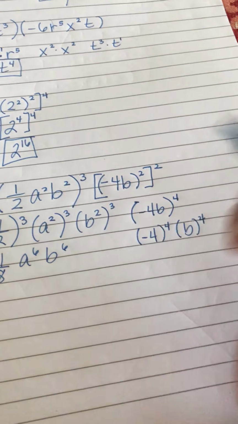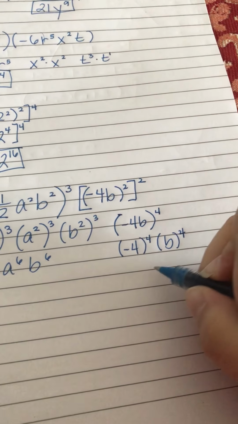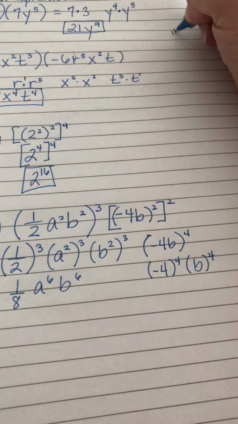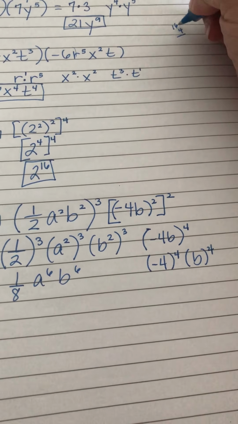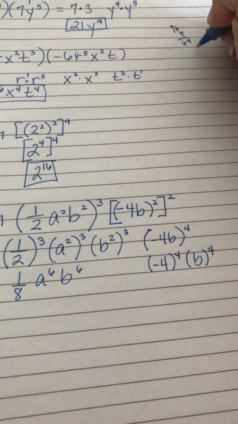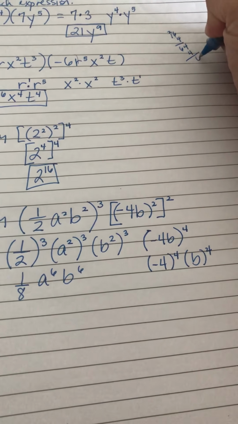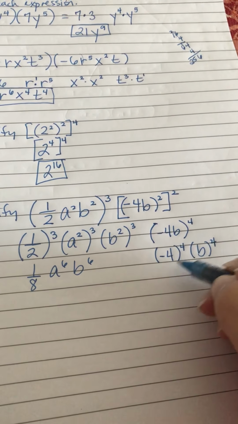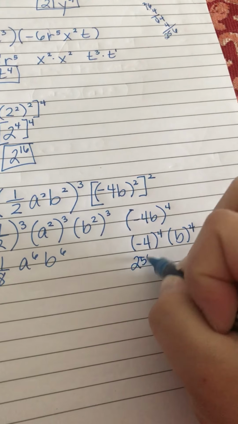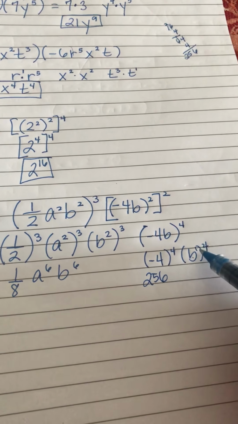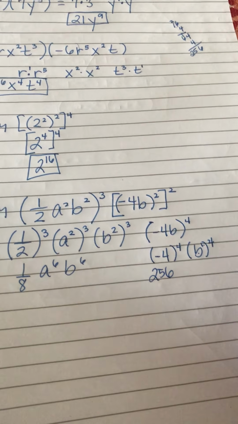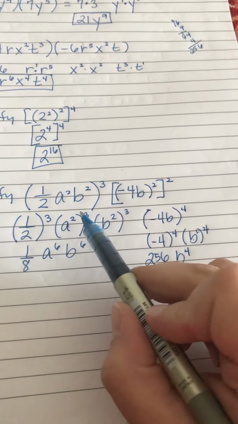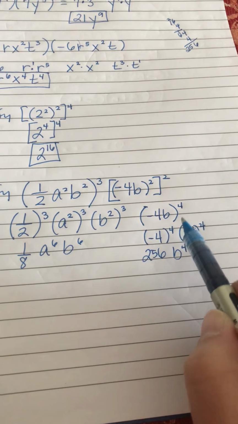And then over here I'll have negative 4 to the 4th power would give me, I think it's 64, but let's see. 16 times 4. No. Times 4 again. 256. Okay, so this would give me 256. And then b to the 1 power raised to the 4th power, 4 times 1 gives me b to the 4th.